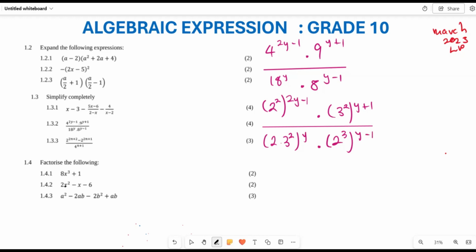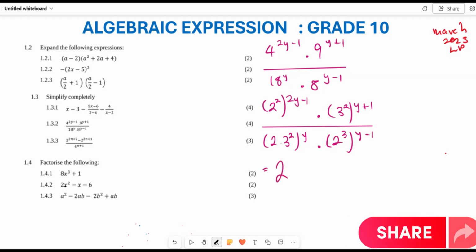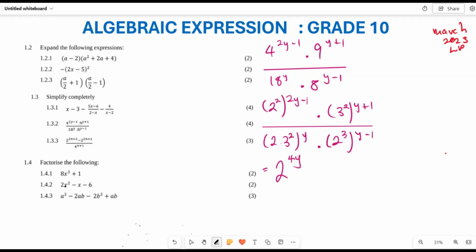And now from here, what else are you going to do? Now we are going to multiply back, right? When you multiply back, what do you have here? This is the same as 2 to the power of 4y minus 2, multiplied by 3 to the power of 2y plus 2, right?